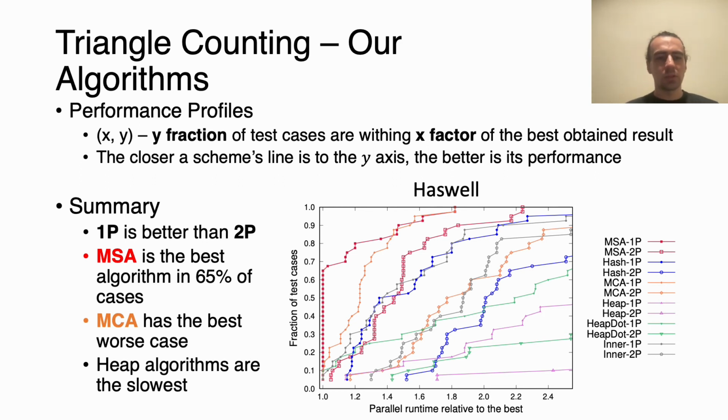Also, on this graph we can see that one-phase algorithms are almost always better than two-phase algorithms, and that MSA is the best algorithm in 65% of cases. However, we can also notice that the MCA algorithm has the best worst-case performance. Also, heap algorithms are the slowest, and therefore they will be excluded from the further analysis in this presentation.